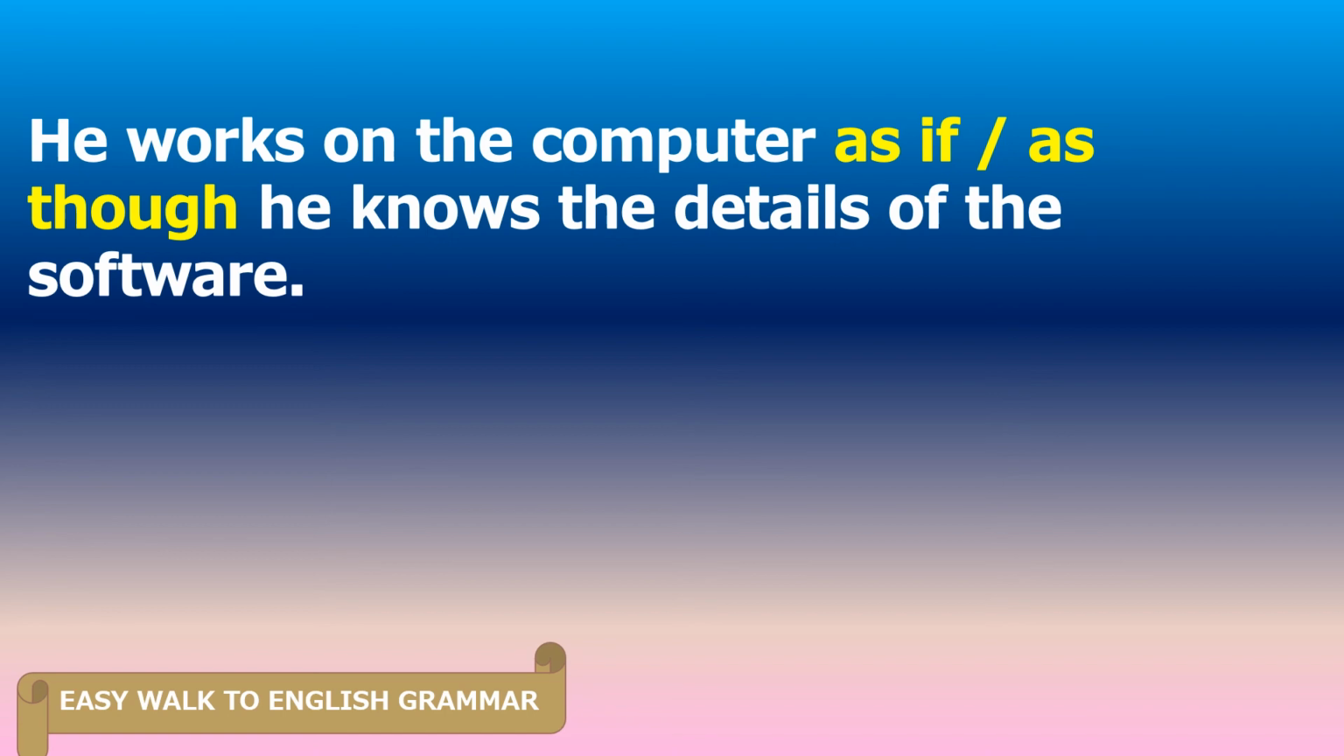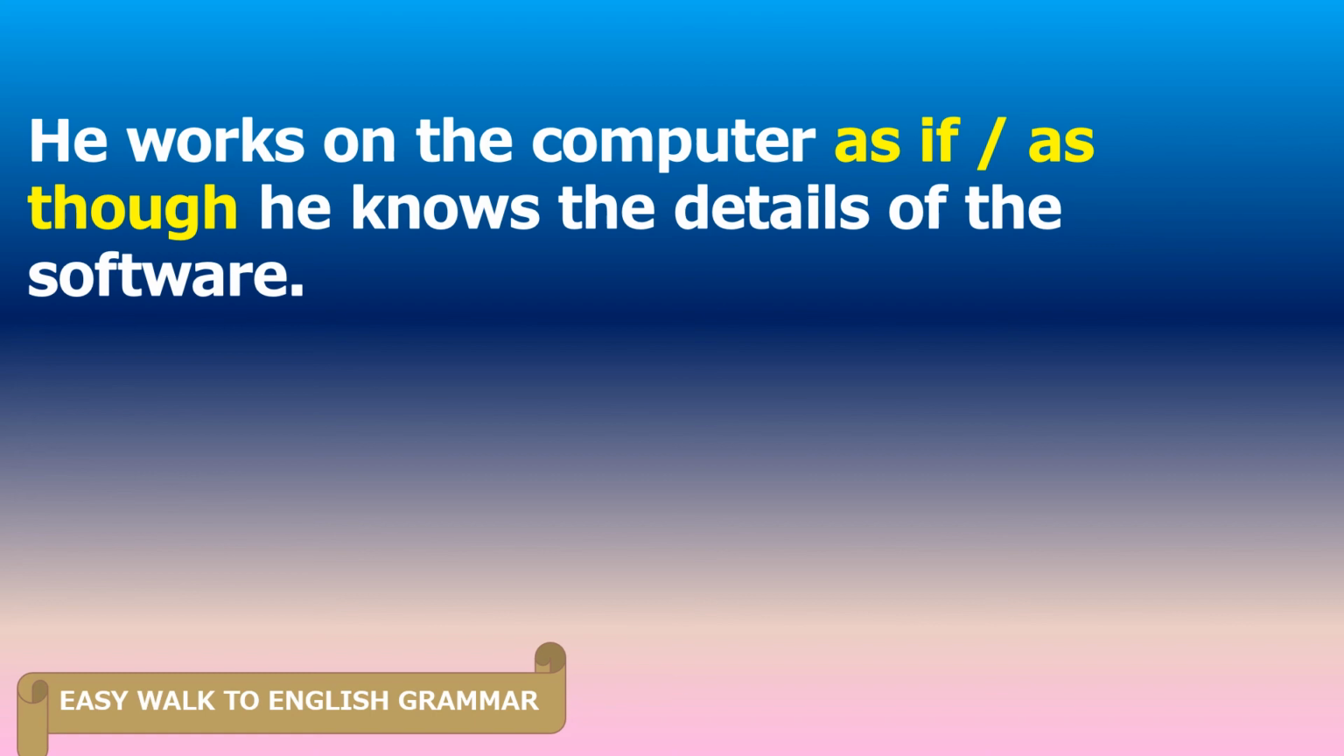What sense do we want to bring in to this sentence? Here, we are trying to tell that when we look at that person who works on the computer, when we notice the skill with which he is working, we are 100% sure that he knows the details of the software installed. There is no doubt, 100% sure, he knows the details of the software.